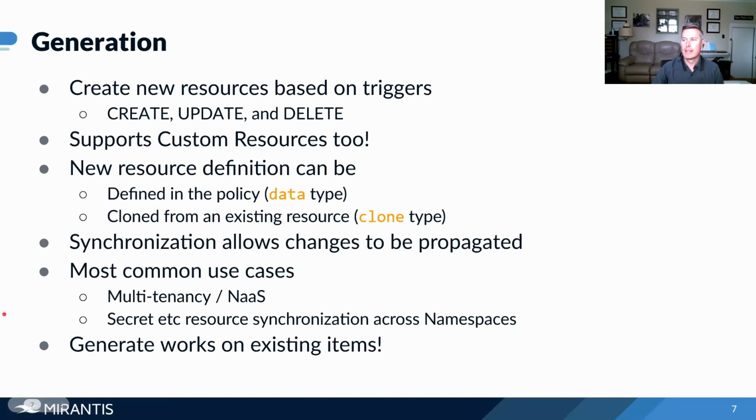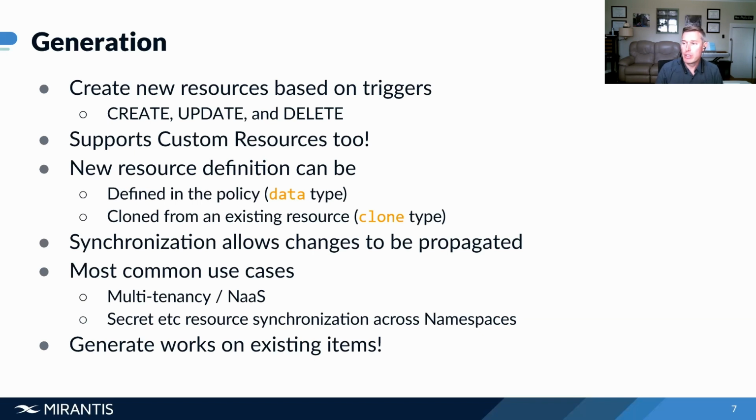So generation. This is the ability for Kyverno to create new resources, and this can be any resource based on a trigger that you define. So imagine a namespace gets created, or a deployment gets created, or whatever else gets created, or updated or deleted. It's up to you. And in response to that, Kyverno can stamp out some new resource based upon what you define. And this works for custom resources as well. So you can have custom resources functioning as the trigger, as well as be the thing that Kyverno generates. It makes no difference. If it's a Kubernetes resource, Kyverno can generate it.